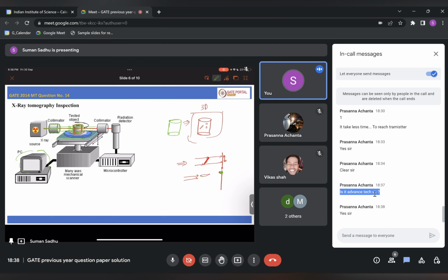People have been using this technique from long ago. It is not a very advanced technique, but it is in practice right now. In NDT, people use this technique.